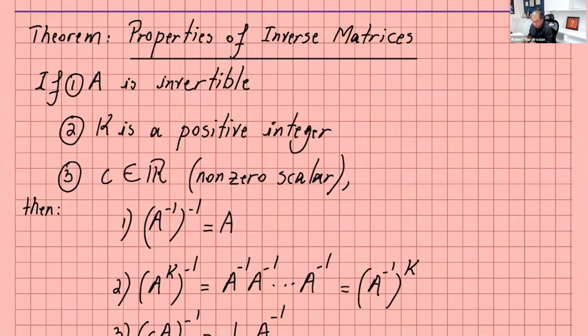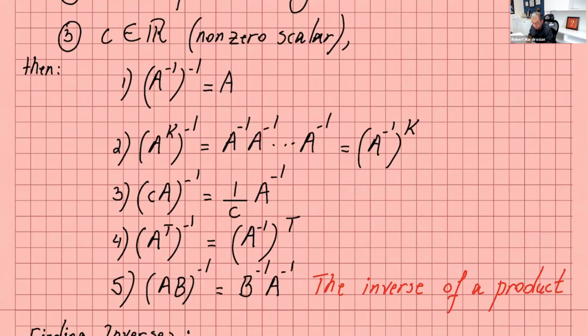Let's go over the properties of inverse matrices. First, let's say A is an invertible matrix, K is a positive integer, and C is a non-zero real number or scalar. The first property: the inverse of an inverse is just the matrix itself. The second one: A to the power of K, inverse, is the same thing as A inverse to the power of K. So these two are equal. Just be patient, the proof is coming.